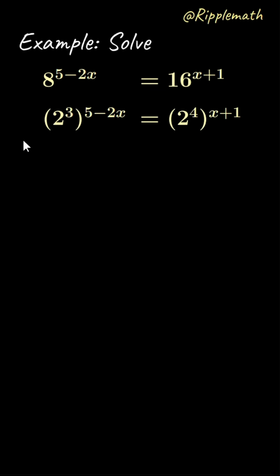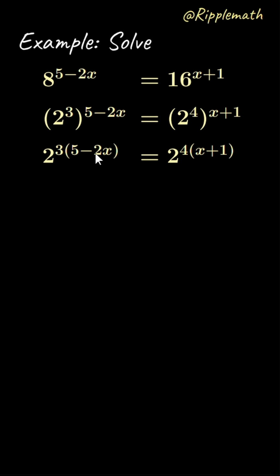So you're going to convert them both. 8 is 2 cubed, 16 is 2 to the 4. Now we need our index laws. You multiply the 3 by this, put a bracket in. I see a lot of people going 3 times 5 only and leave the 2x alone.